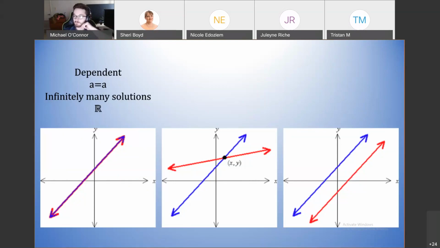For the next one, is this dependent, consistent, or inconsistent? Consistent. Right, it's consistent. The solution to the system is just the point (x, y) that it shows on the graph. There's exactly one solution, so it's said to be consistent. And for the next graph, is it dependent, consistent, or inconsistent?